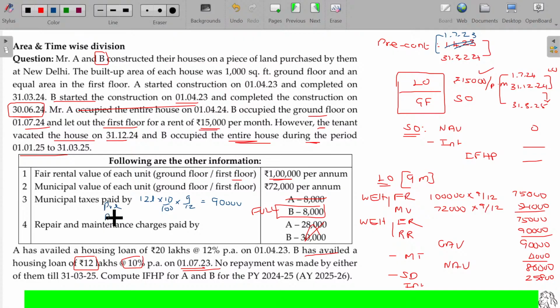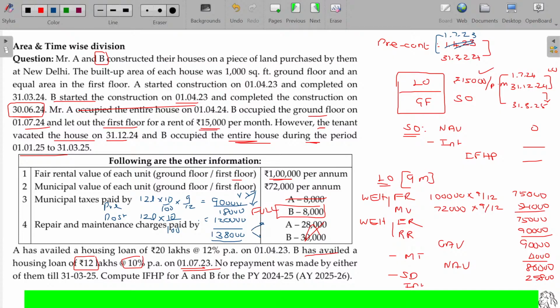Similarly, for post-construction period, 12 lakhs into 10%, the entire loan remains unpaid. So 1,20,000 rupees. In case of pre-construction period, you are eligible for claiming only 1/5. 1/5 being 18,000. So overall interest claimable being 1,38,000 for the entire house.